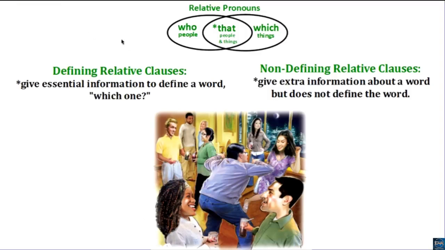Now, we have different types of relative clauses, okay? We have defining relative clauses and non-defining relative clauses. So defining relative clauses give essential information to define a word. So if you ever ask yourself which one, and you give extra information to describe and define which one, that's a defining relative clause because we define which one we are talking about. The other type we have is a non-defining relative clause. And basically, these give extra information about a word, but do not define the word, okay? So they're very different. This one's telling me which one specifically, defining relative clauses, and this one is just giving me extra information. It's not defining. So let's look at some examples of these.